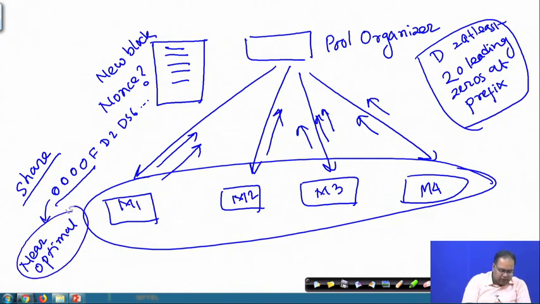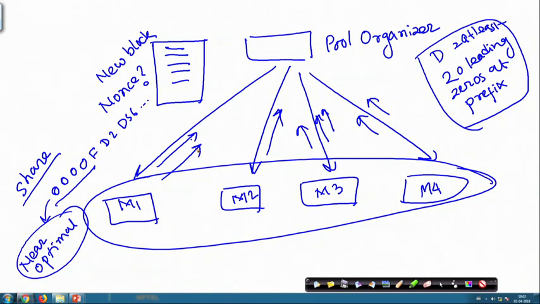At the same time, these near optimal solutions that every miner is sharing with the pool organizer let the pool organizer decide how much work has been done by individual miners. So, this miner was able to send 2 such near optimal solutions.